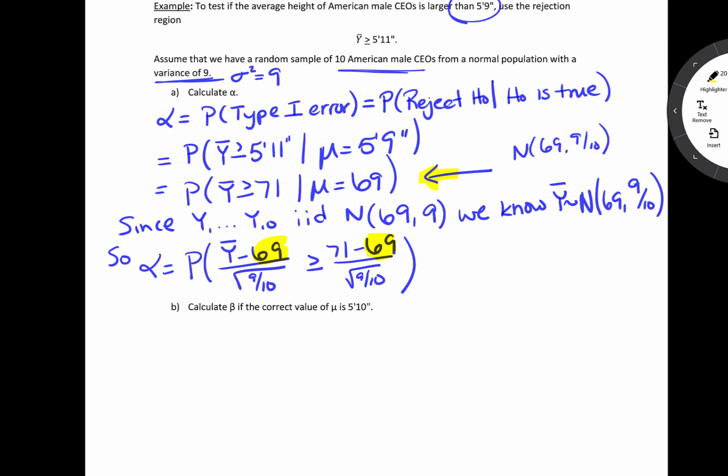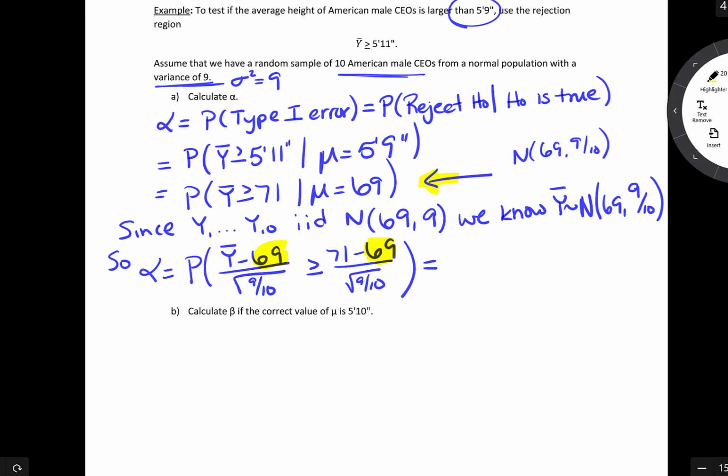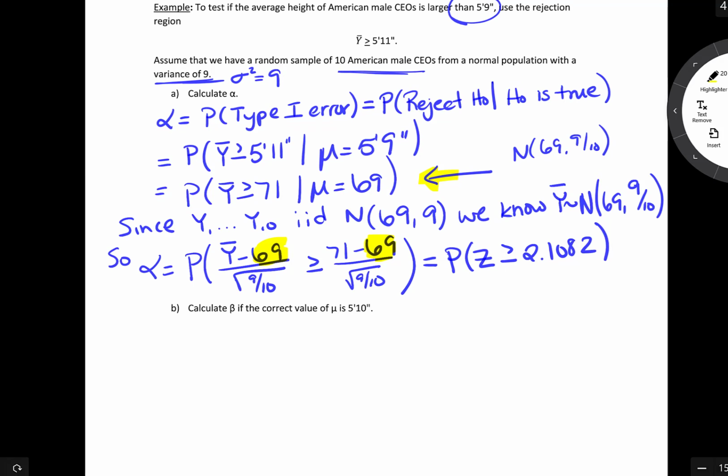So this last step that we're doing here, this conversion to the standard normal, we don't actually have to do this step. But since we have done that conversion, notice that this suggests that z, which is a standard normal, is greater than or equal to 2.1082. So we could easily find this probability either by working with R or by working with a standard normal table. And we would find that this is equal to 0.0174. So notice in this particular case, if we use this rejection region, that the probability of that type 1 error, or alpha, is fairly small.